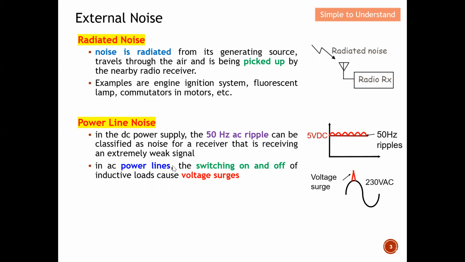In an AC line, the switching on and off of an inductive load causes a voltage surge. So you can see that there is some form of voltage surge. This can also be classified as power line noise.